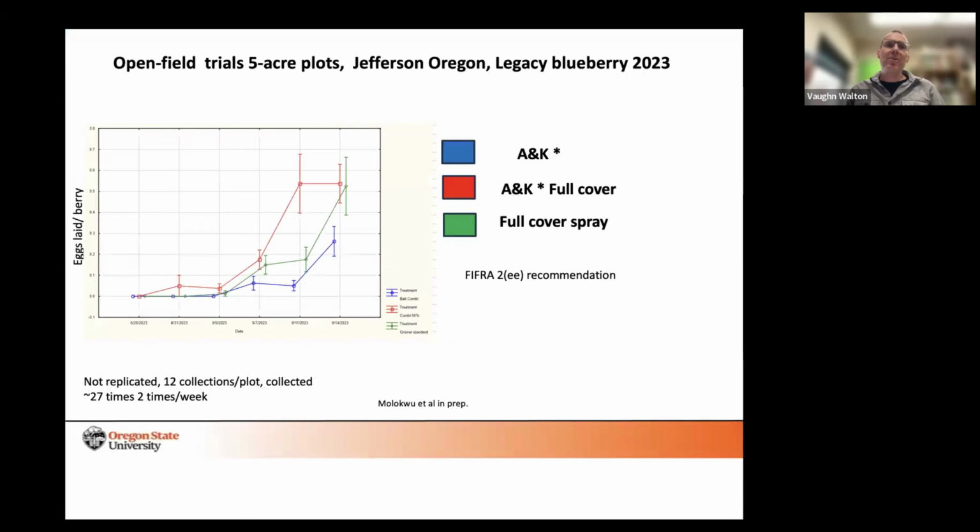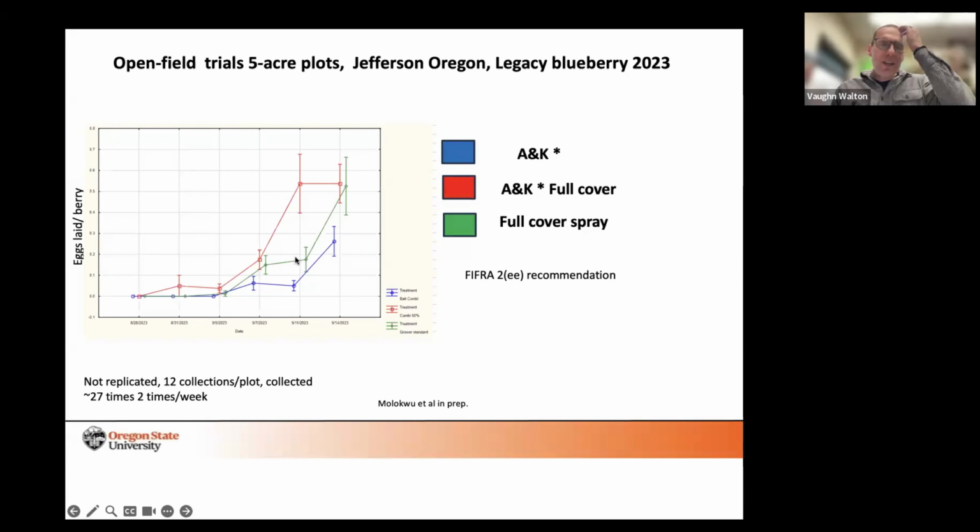This slide shows data from work that we did in open field. This is in blueberry, Aurora blueberry, where we compared full cover spray, which is the green line here. Our attractant kill is the blue line. And then we had, what was the third one? The full cover attractant kill. Actually, this was a higher rate of attractant kill.